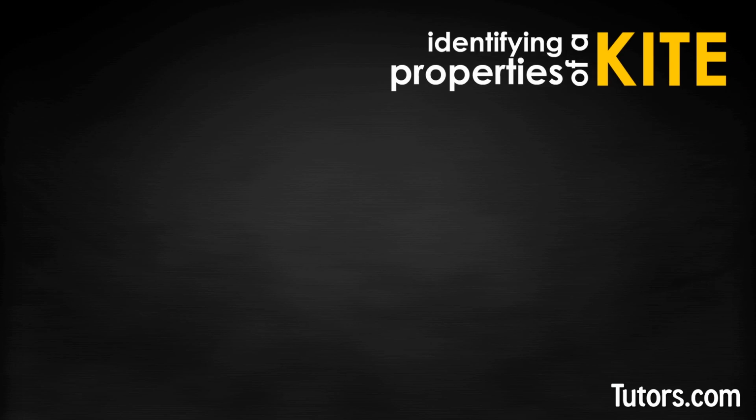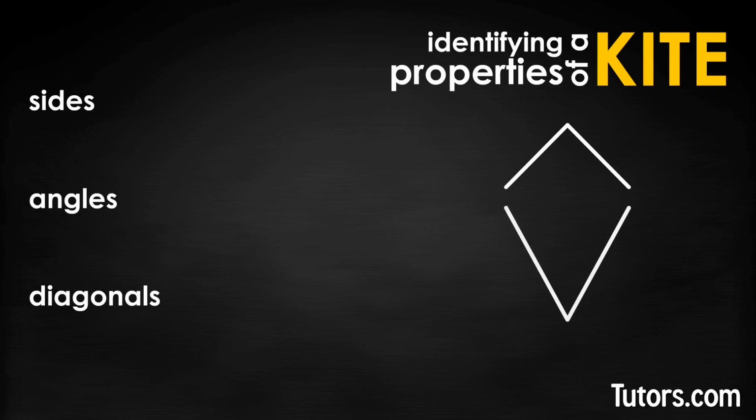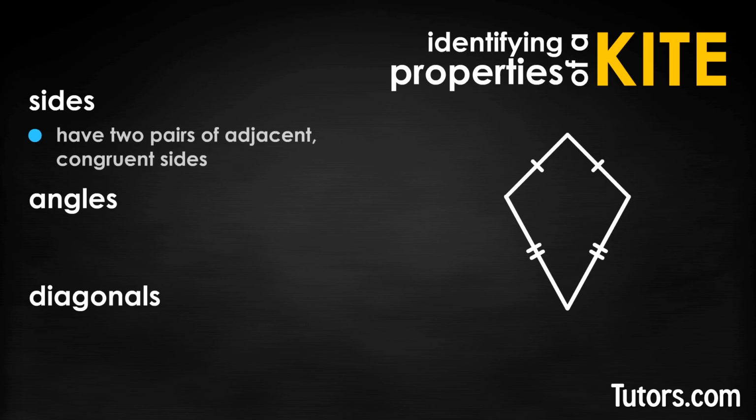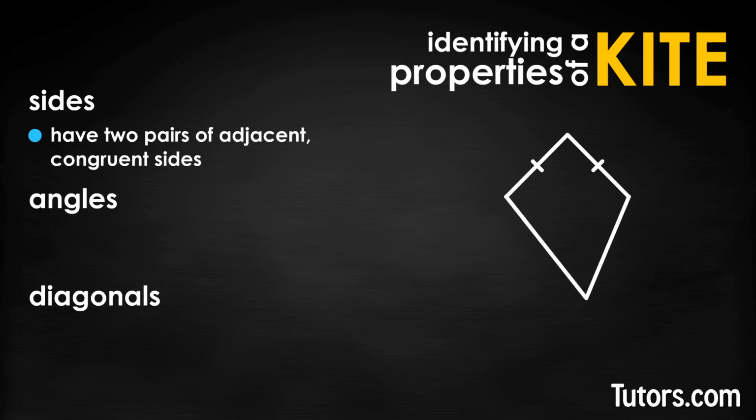Now let's look at the identifying properties of kites. The kite's sides, angles, and diagonals all have identifying properties. To be a kite, a quadrilateral must have 2 pairs of sides that are equal to one another and touching. This makes 2 pairs of adjacent congruent sides. You could have 1 pair of congruent adjacent sides but not have a kite. The other 2 sides could be of unequal lengths. Then you would have only a quadrilateral.